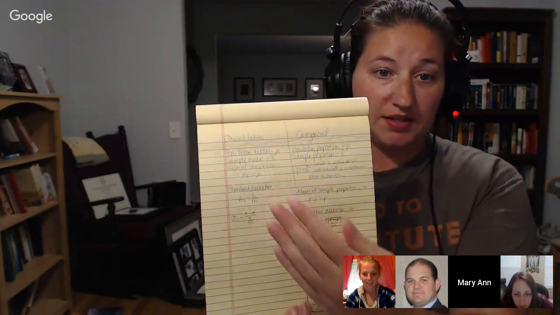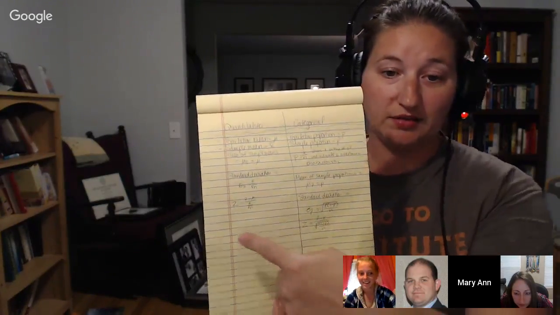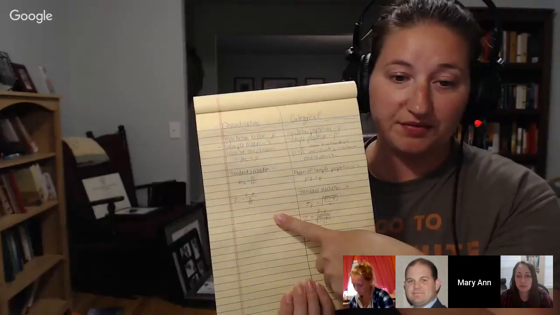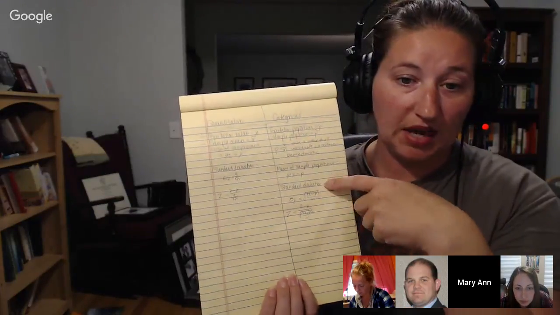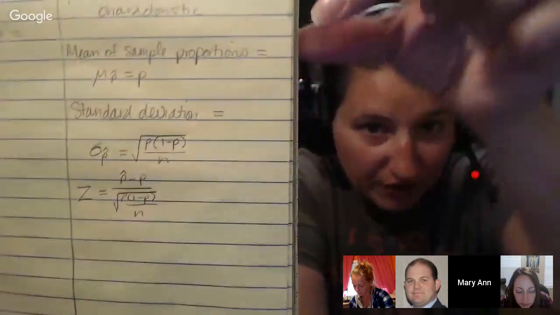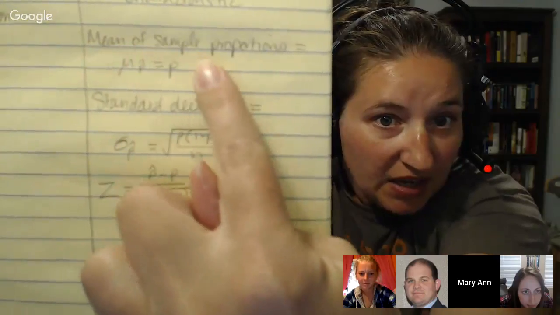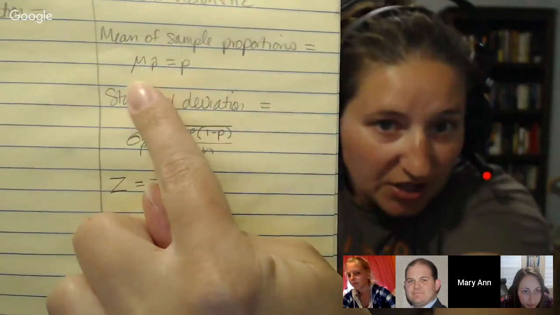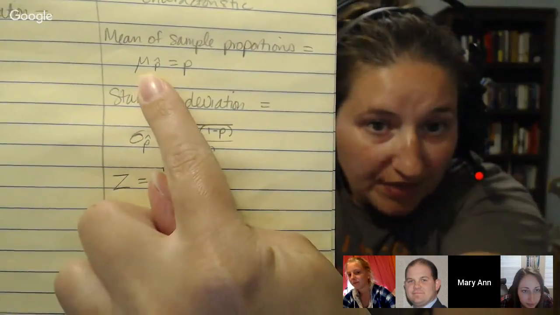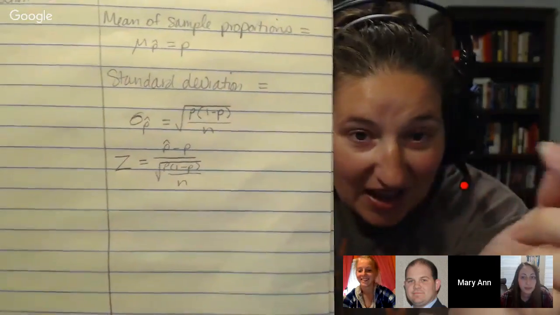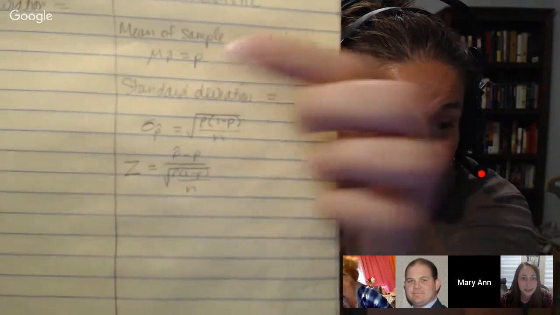So I wrote down a chart of the differences between quantitative statistics versus categorical. And on this one, I don't know if you can see on this, but it says the mean of sample proportions. Sorry, my chicken scratch here. So you have the mean of p hat equals p. So basically p is the mean, or p hat is the mean.